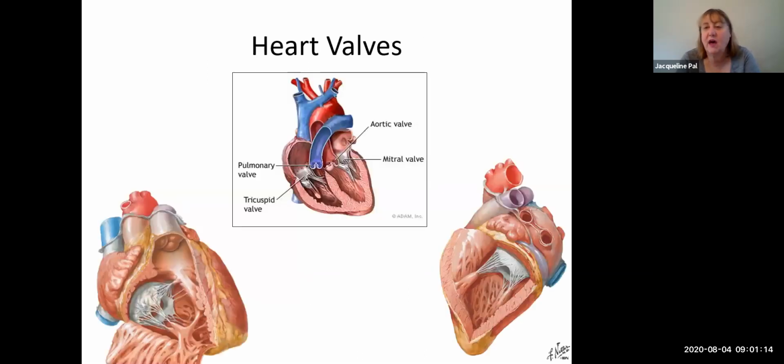So speaking of valves, we have 4 valves, 2 which are going into the blood vessels exiting the ventricles, and they have a structure which is very similar to the structure of the valves that we saw in our larger veins. And then we have 2 differently shaped valves which are between the atria and the ventricles.